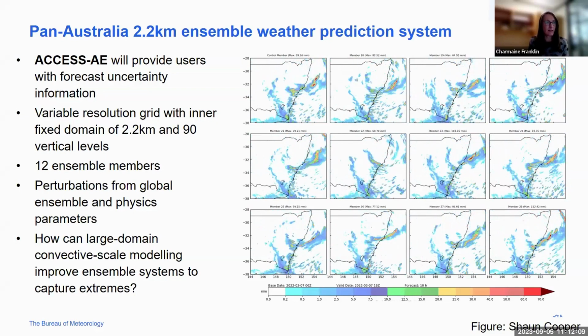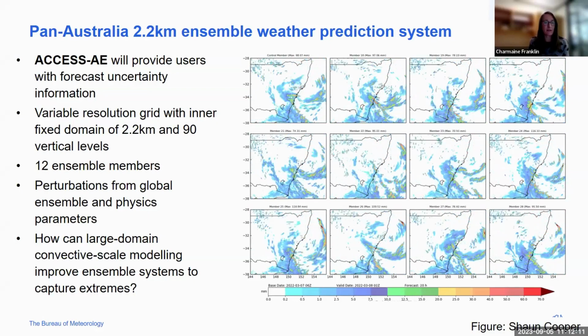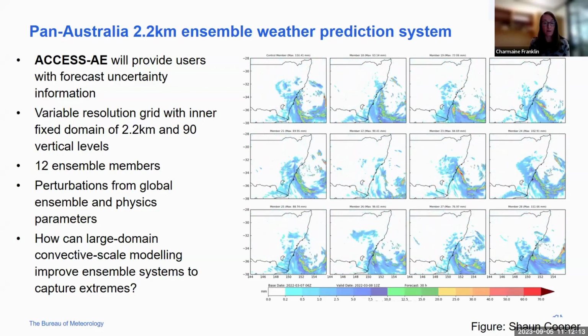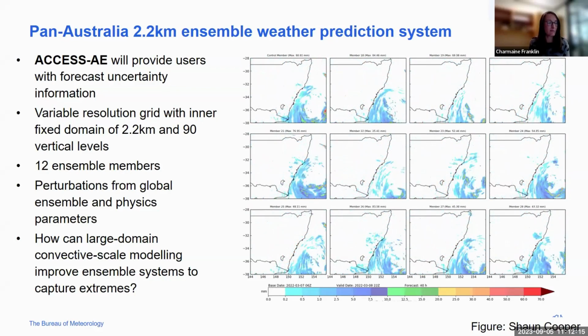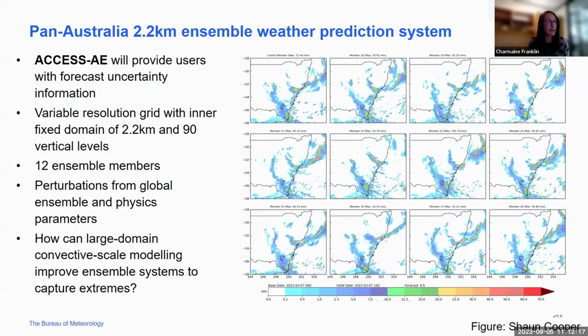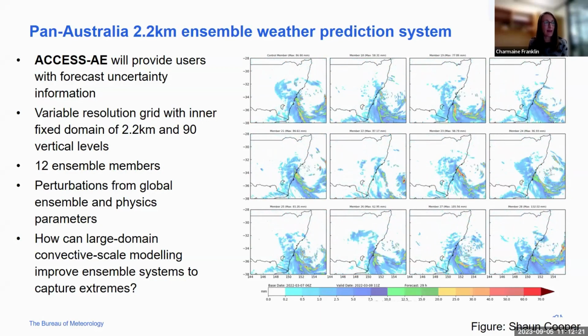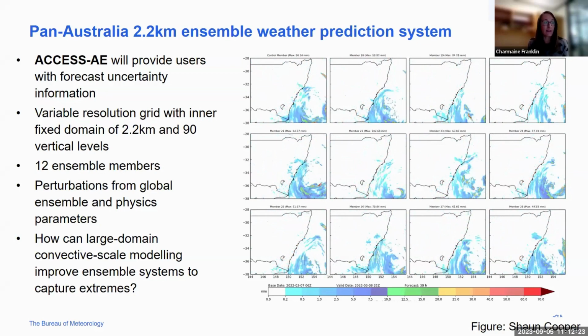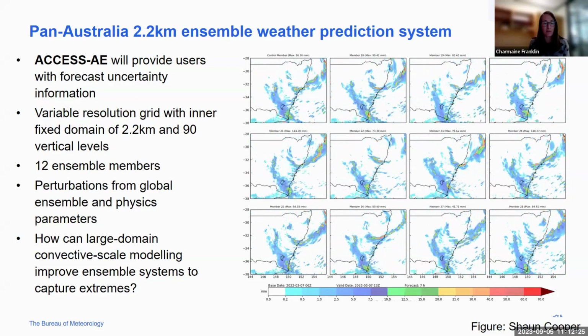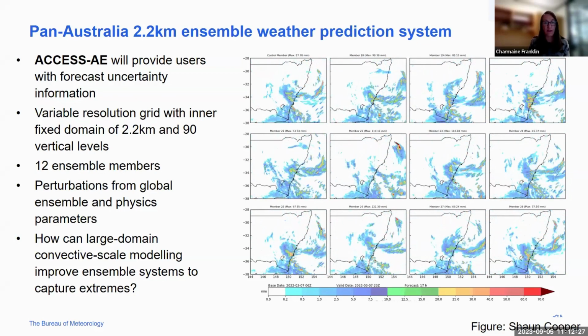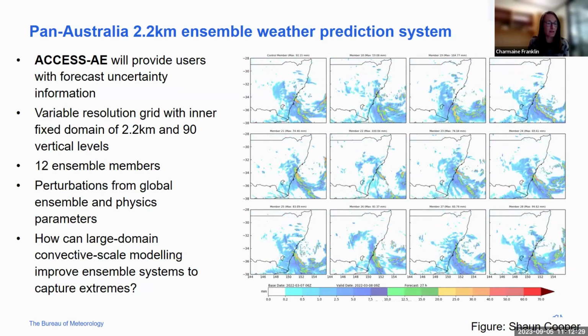So I believe this is going to be the largest convective scale ensemble modelling system that anyone's ever run with the UM, I should say. So there's a really important question that we're going to be looking at here, and that's really how can large domain convective scale modelling improve ensemble systems to better capture extremes. Next slide, thanks.